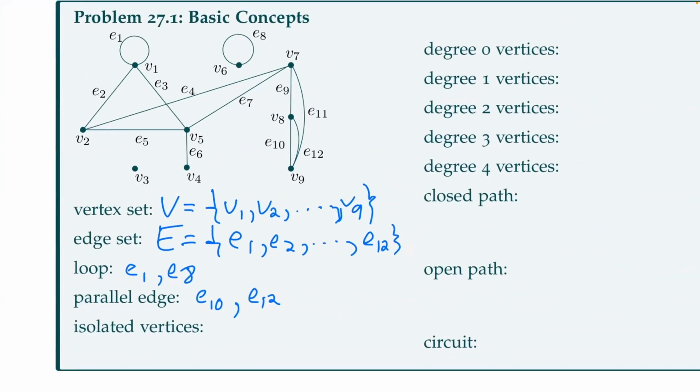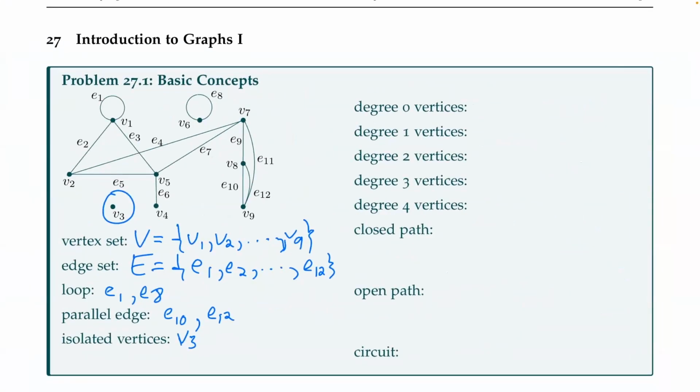Isolated vertices, anyone? Someone different who doesn't normally answer. V3. See, nice and straightforward, right? Okay, degree 0 vertices.